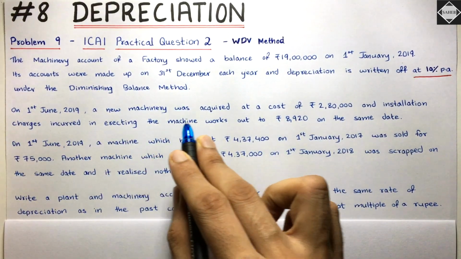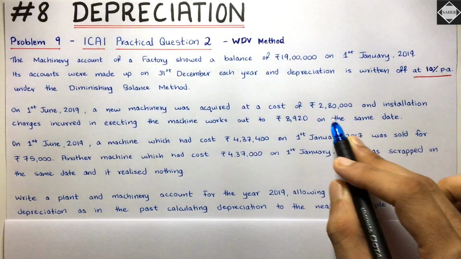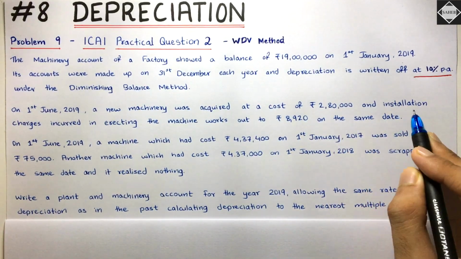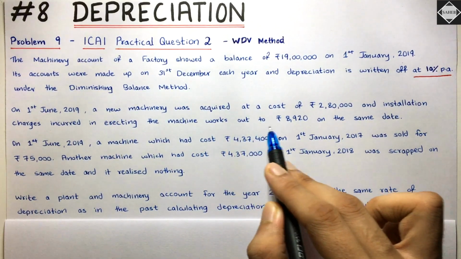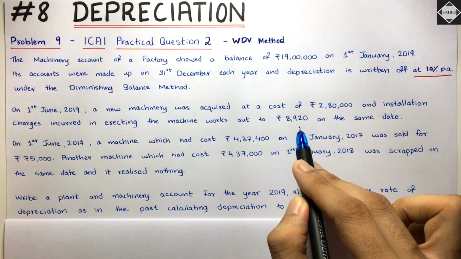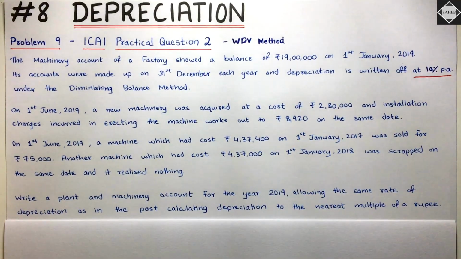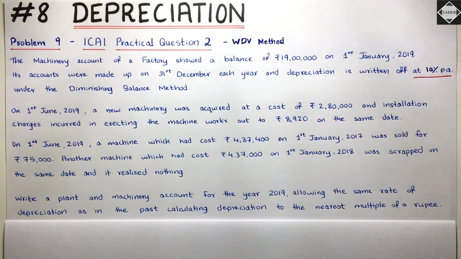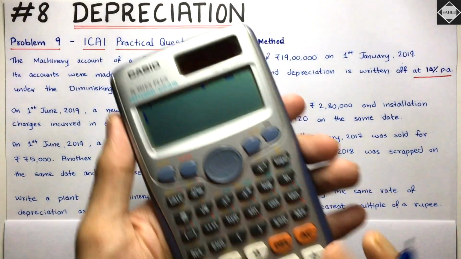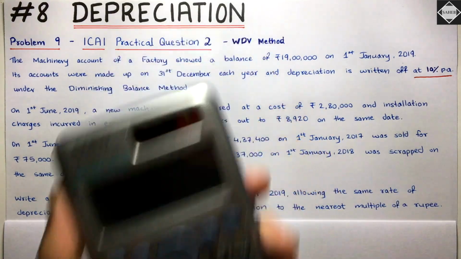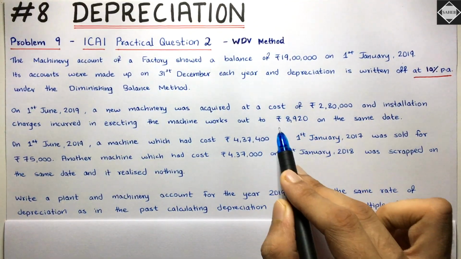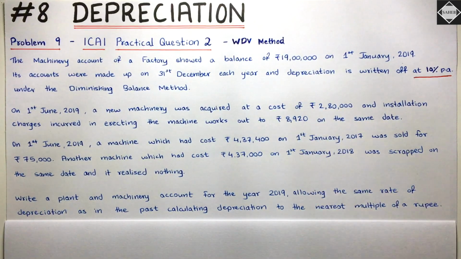A new machinery was acquired at a cost of 2,80,000 and installation charges incurred in erecting the machine work out to be 8,920 rupees on the same date. Okay, so what do you do over here? You all know we have purchased a new machine. The purchase price is 2,80,000. This is the purchase price, but we have to add installation cost with that. We have to capitalize the installation cost also, isn't it?